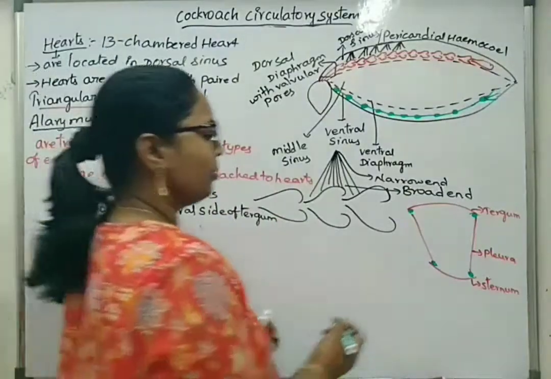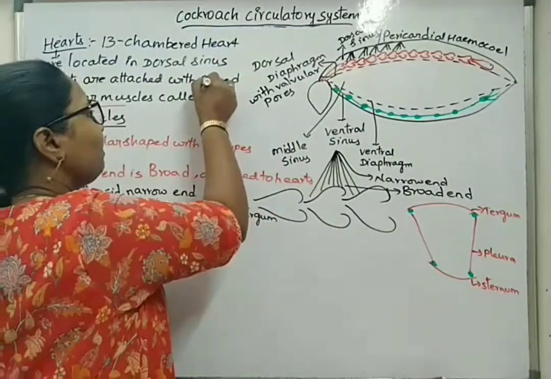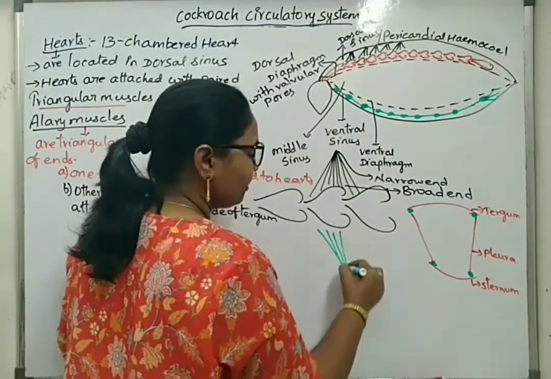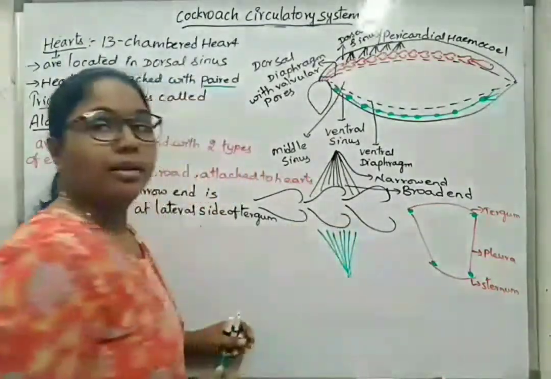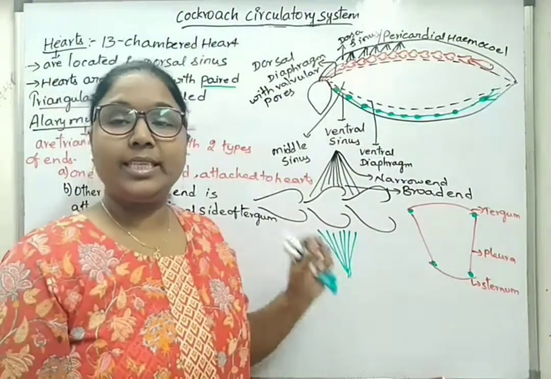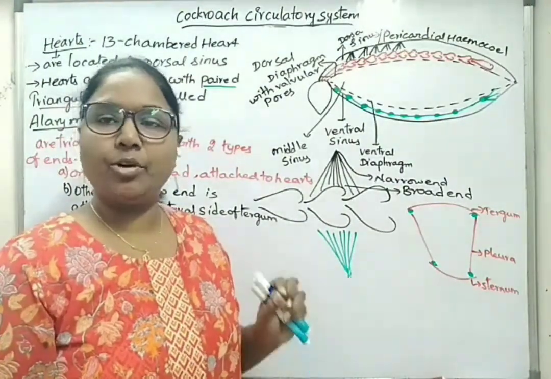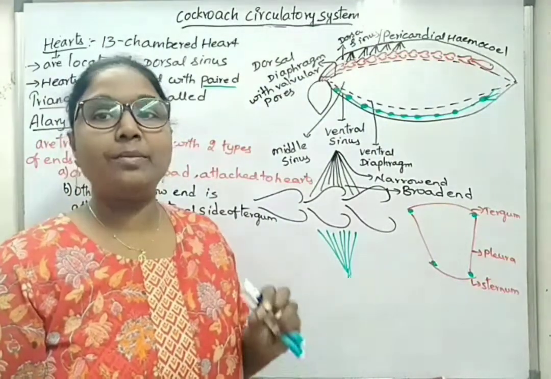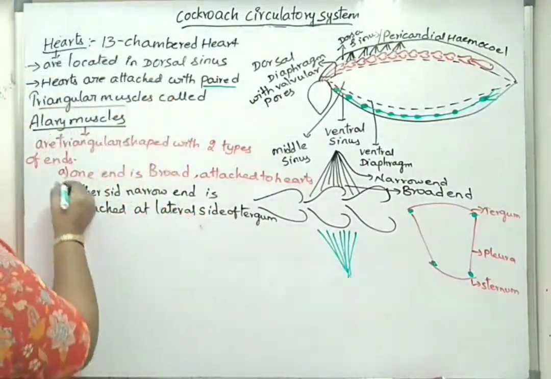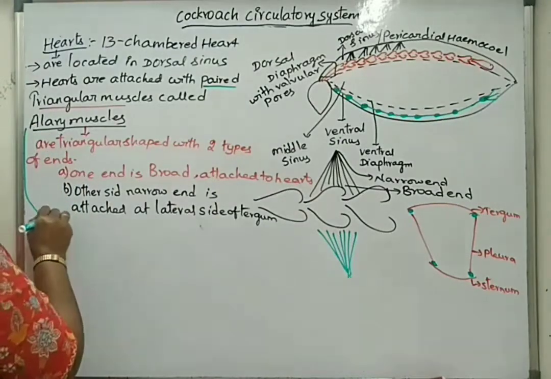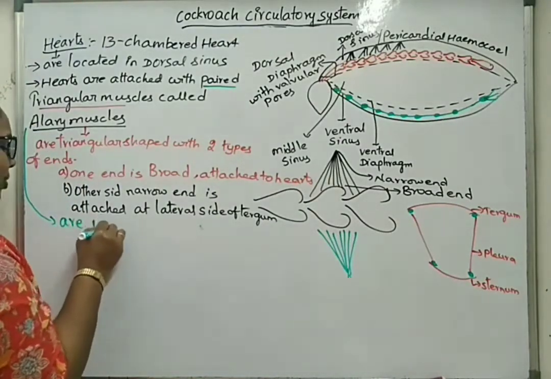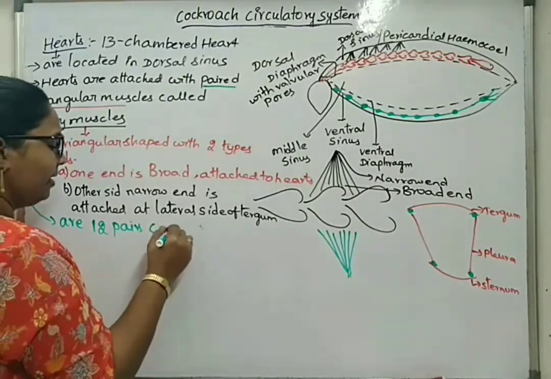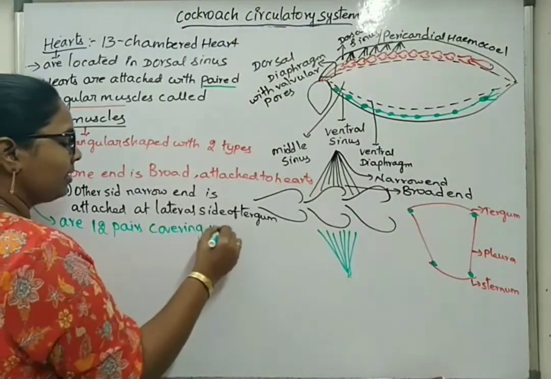Now, we said that these are paired, so on the other side also their existence will be there. Like that, alari muscles are present in each segment till completion of the hearts, 13 hearts. But the number of alari muscles is 12 pairs only. So we will write here: alari muscles are 12 pairs covering the 13 chambered heart.